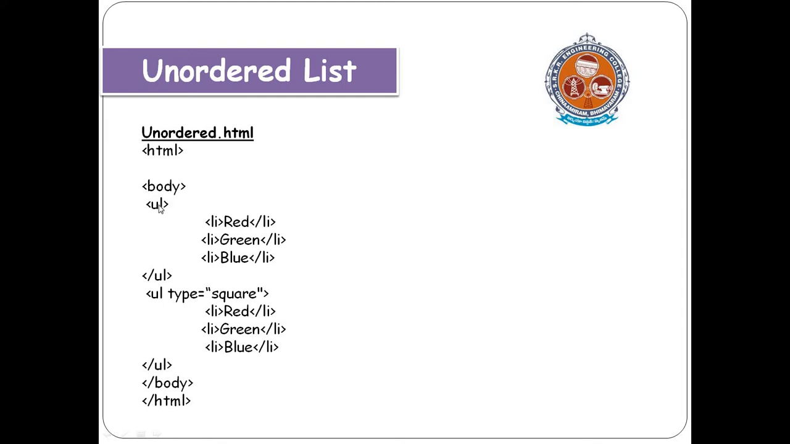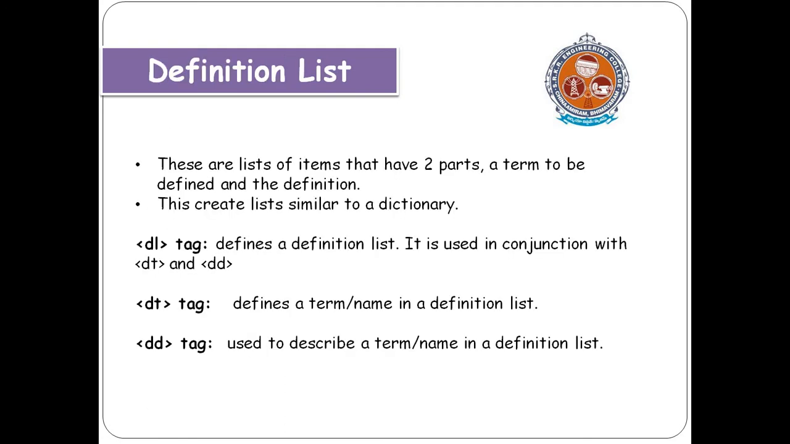For example, if you see the unordered list, UL, it will display in some order. That means you have to use some circle or order. For example, if you consider type equals square, then the output will be shown as square: red, green, blue. This example we will discuss after the next class. That means after this video, in the next video I will explain these examples in a practical manner. Okay.